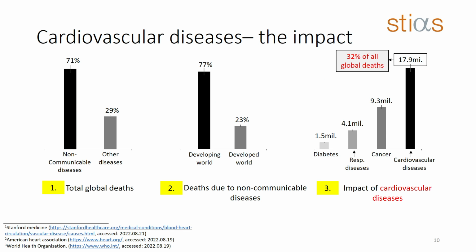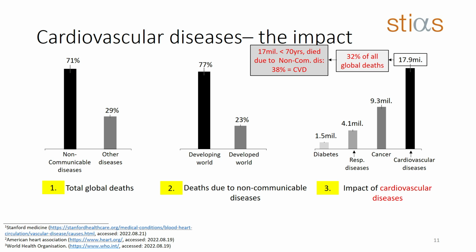Furthermore, the deaths that are due to cardiovascular diseases account for 32% of all global deaths. In the year 2019, just before COVID started, 17 million people died below the age of 70. 38% of them were due to cardiovascular diseases. Now, this tells us that the impact of cardiovascular disease can no longer be ignored.